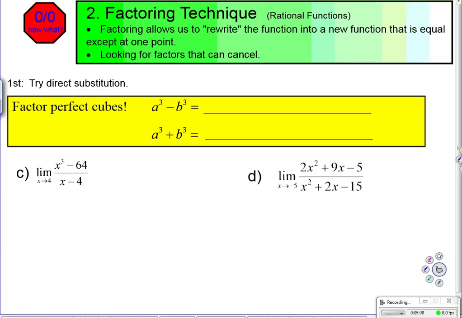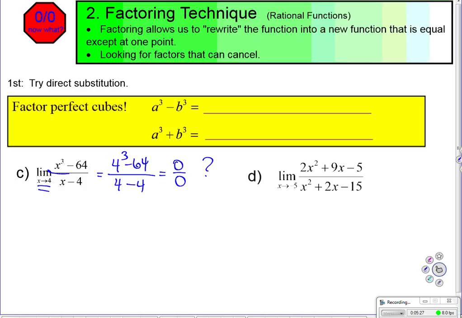Still looking at this factoring technique. If I plug in 4, in this case, I get 4 cubed minus 64 over 4 minus 4, which turns out to be 0 over 0. And then you're like, what? Well, we actually can find an answer.